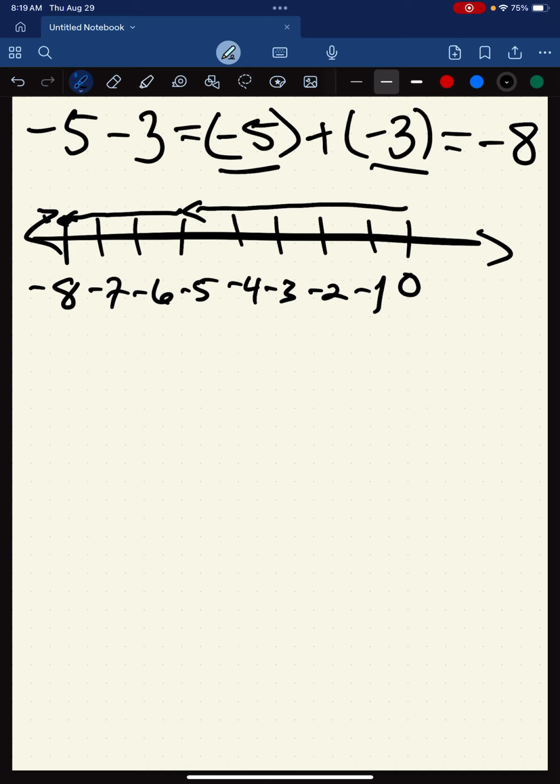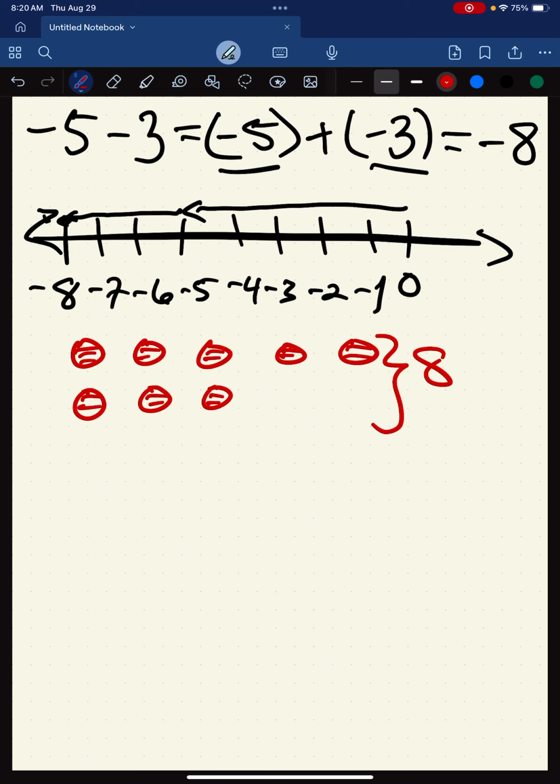Okay, so just wanted to get that example to think about how we're going to be approaching this. We'll go ahead and do this in the counter, or the chip, method. If we have -5, 1, 2, 3, 4, 5, we have these 5 negative counters, and we add 3 more negative counters. How many counters do we have? Well, we have a total of 8 negative counters. So -8, you get the same answer. Either way you want to do that, completely fine.